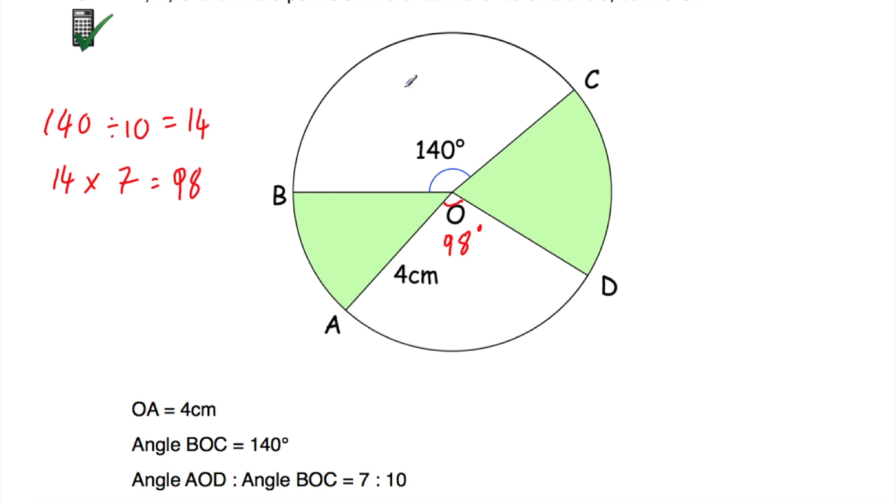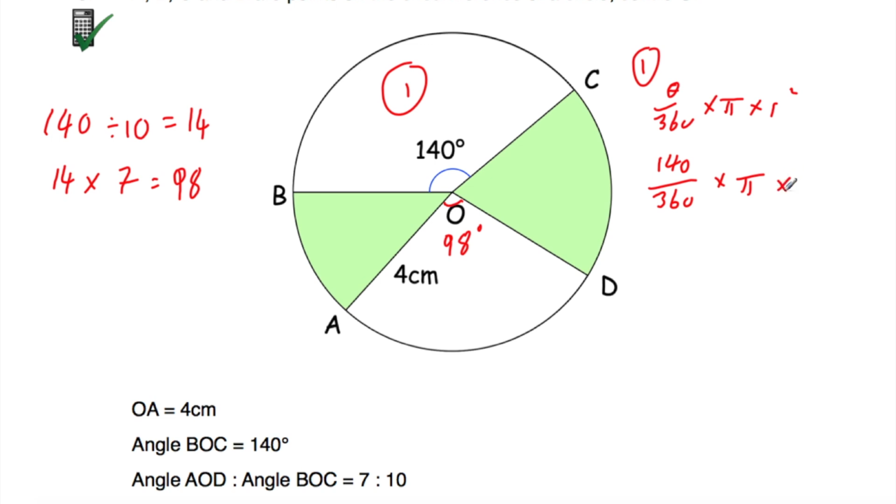Okay, so let's find the area of sector 1. So in terms of sector 1, the area is theta over 360 multiplied by pi multiplied by the radius squared. So theta, that's 140 over 360 multiplied by pi multiplied by the radius. So the radius of the whole circle is 4, and that length is 4. OA is 4, so that's 4, and that's 4, and so on. So multiplied by 4 squared.